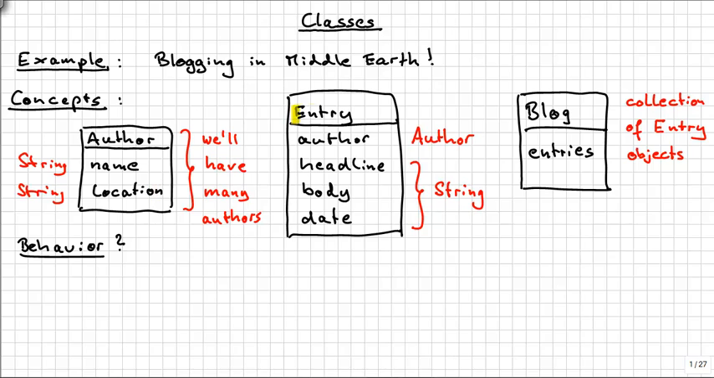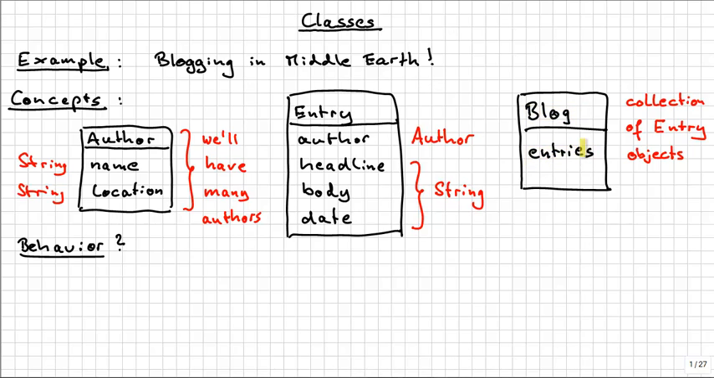An entry is defined by who wrote the entry, the author, so this will be an instance of the author class. And three more strings, namely the headline of the blog entry, the body text of the blog entry, and the date at which it was created. The blog itself is then a collection of entry objects or entry instances.